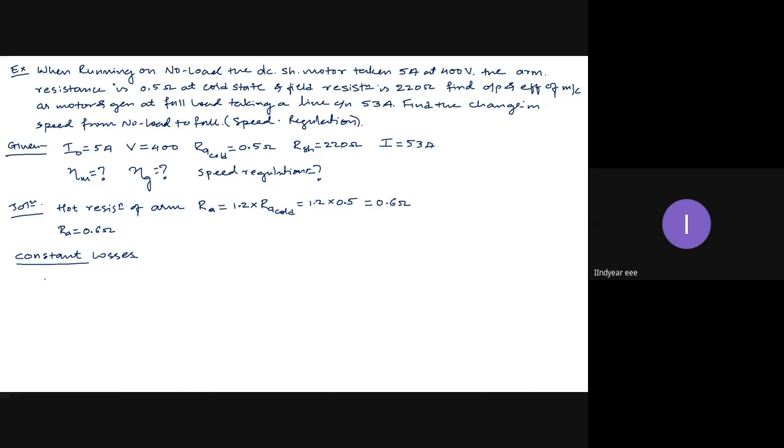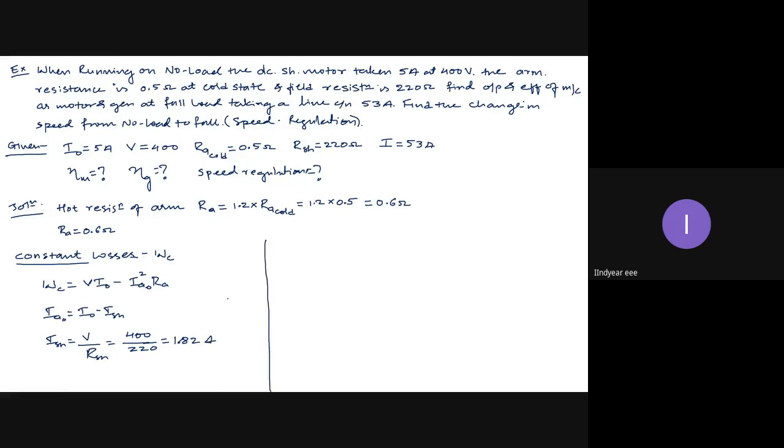Find out constant losses. So constant losses WC is equal to, first write the expression for constant loss, that is V into I naught, the no load input, minus no load copper losses, IA naught square Ra. What is IA naught? It is I naught minus ISH. What is ISH? It is V divided by RSH. So this is 400 divided by 220, equals 1.818, or 1.82 I will take approximately, amperes.